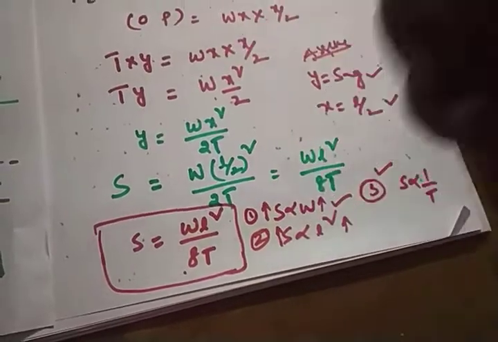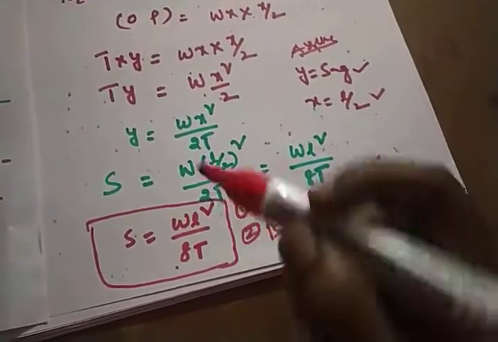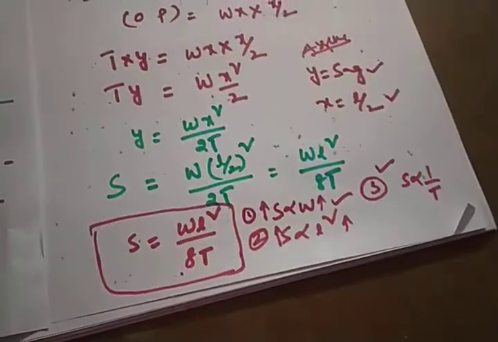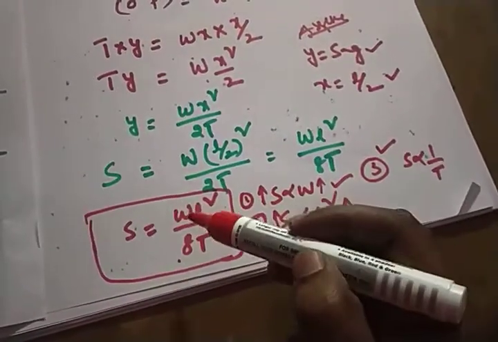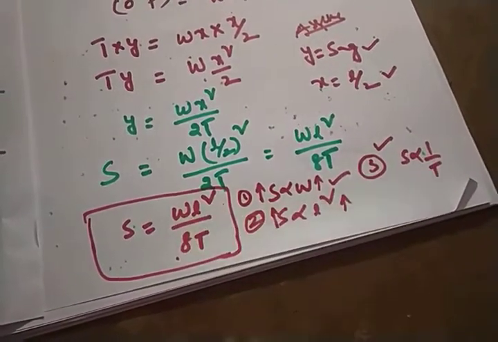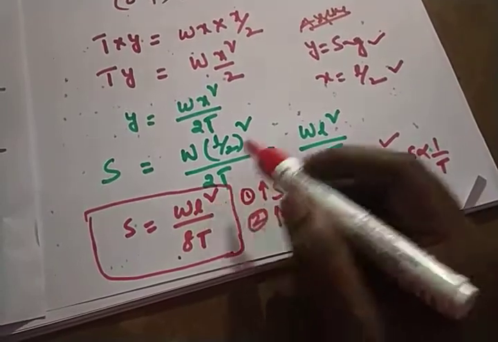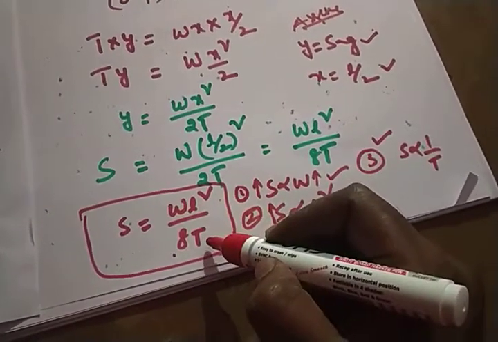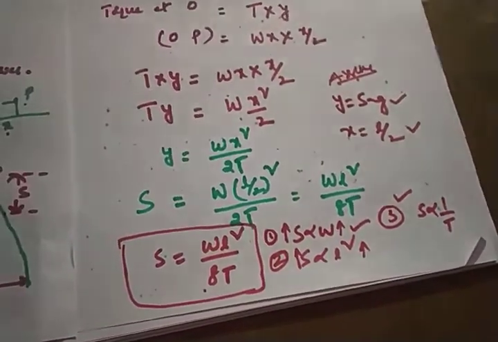From this you will observe and conclude what the factors affecting the sag are. The sag is directly proportional to the weight of the conductor. Sag is directly proportional to the length of the conductor. Sag is inversely proportional to the tension in the transmission system.